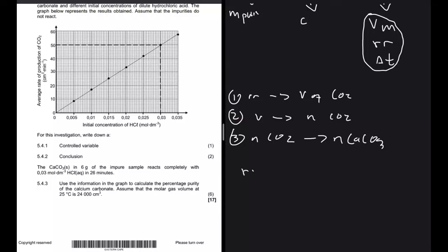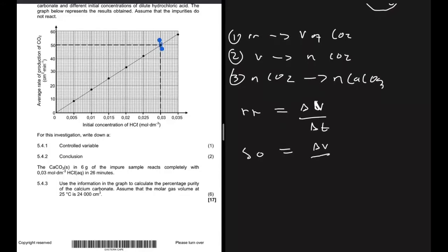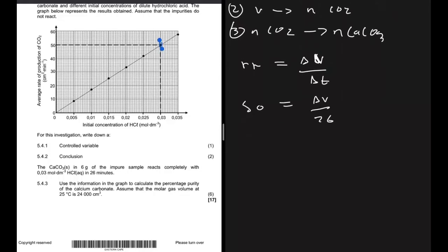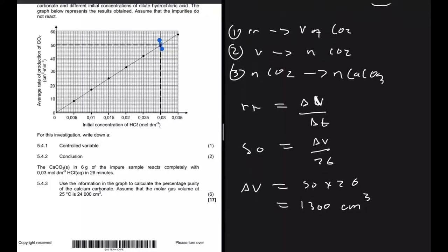So we know that for a gas, the reaction rate is equal to the change in the volume divided by the change in time. And if we take this bullet point at the top, where HCl is 0.03, the average rate of production is 50 centimeter cube per minute. So we have 50 equals the change in volume divided by the change in time. We are told that it takes 26 minutes, so we have 26 here. If we cross multiply, the volume equals 50 multiplied by 26, that is 1,300 centimeter cube. So now we have determined the volume of CO2.